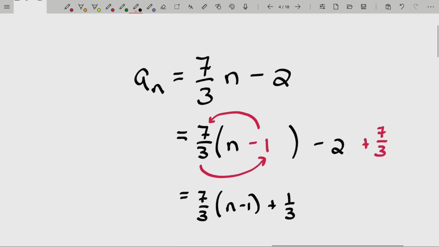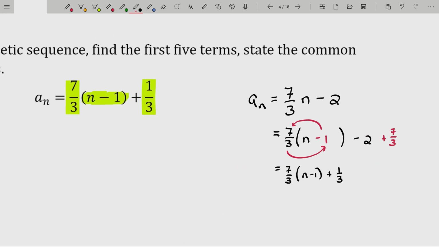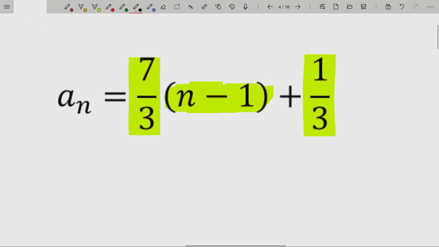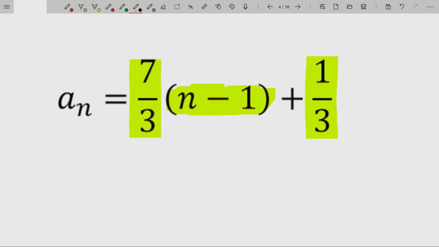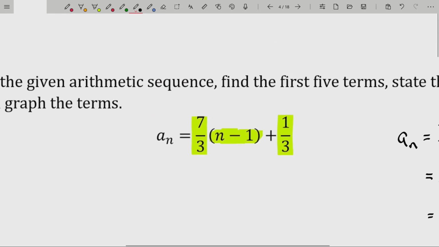So as long as it looks linear in form, it can be made into an arithmetic sequence in standard arithmetic sequence form. That's what I would probably call this, standard arithmetic sequence form.